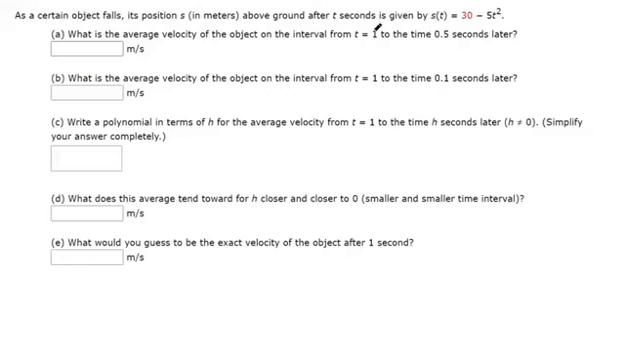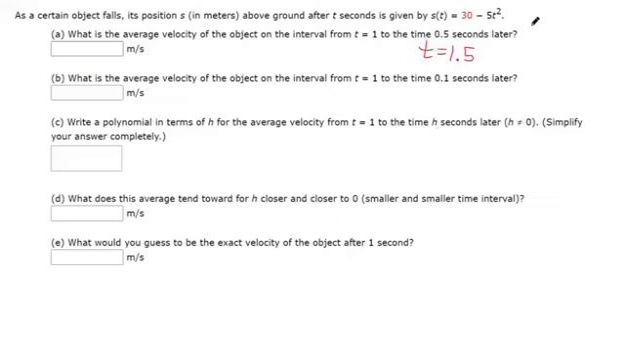So the height of the ball is given by s of t, which you can think of as s equals 30 minus 5t squared. T is in seconds. So if we plug in a time, it'll spit out the height of the ball above the ground. So what is the average velocity of the object on the interval from t equals 1 to 0.5 seconds later? In other words, what's the slope between t equals 1 and t equals 1.5? Because half a second later, from 1 second from the start, is 1.5 seconds.